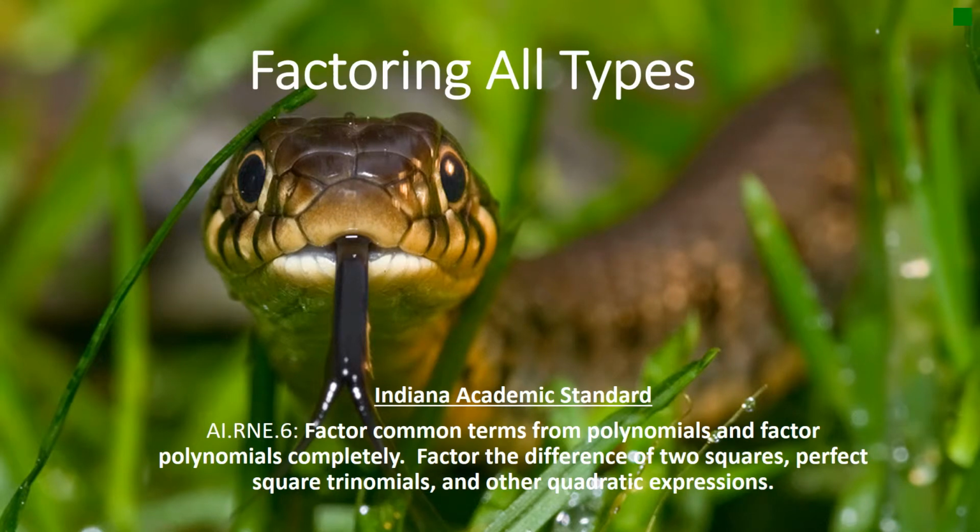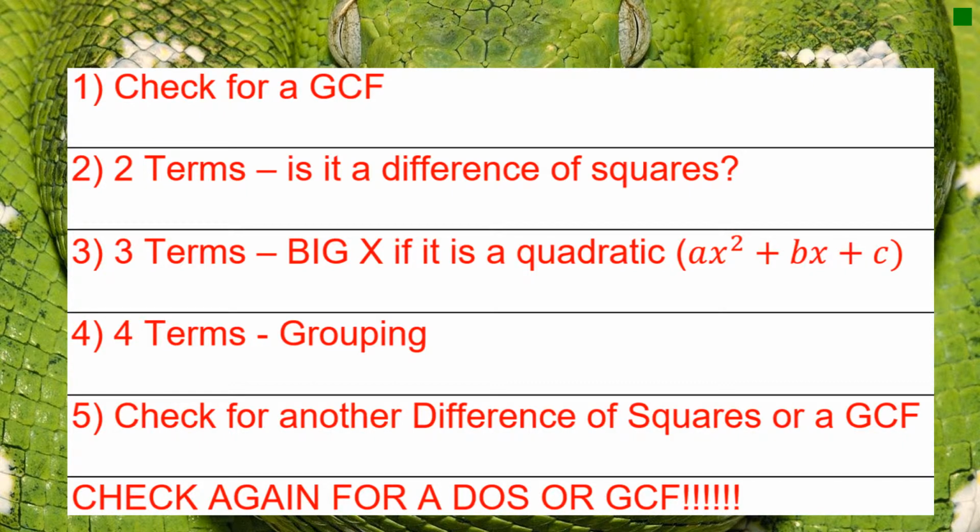All right, we're going to factor all types of polynomials. It's going to be hard not to do that every video. So these are what you're going to do. Write this down, people. Check for a GCF. Two terms is a difference of squares.